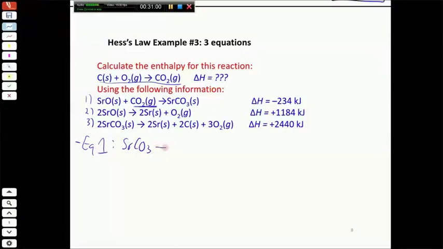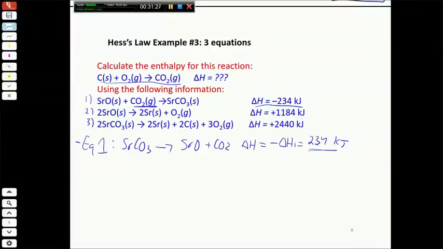So the first equation flips, where the reactants become the products and the products become the reactants. And because we flip the direction of that reaction, we also have to then flip the sign of delta H to become positive 234 kilojoules. Alright, so we're given that the delta H for this is minus 234. If we flip the direction, we have to then flip the sign of delta H. So that's what we do to the first equation.